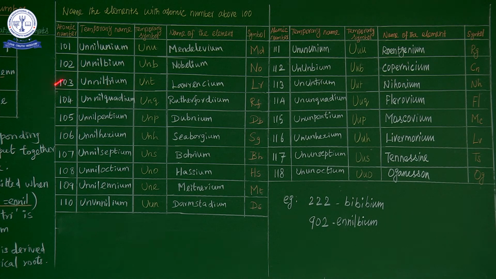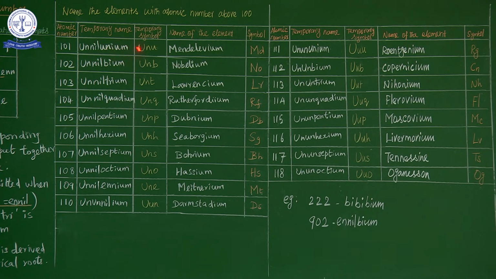So un, and IUM is added as suffix. What do we add in the suffix? We add IUM. So 101: 1 is un, 0 is nil, 1 is un. And then in the suffix we are adding IUM.